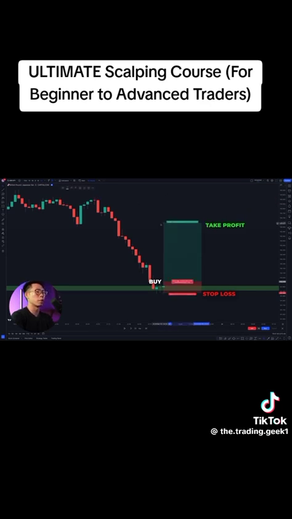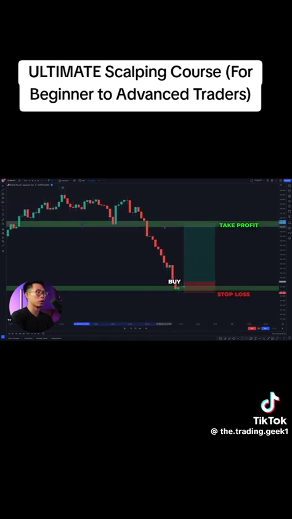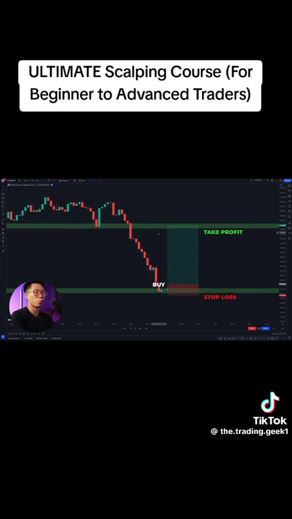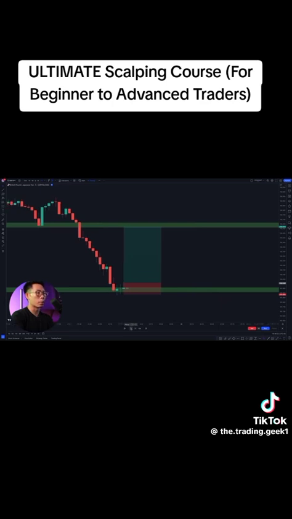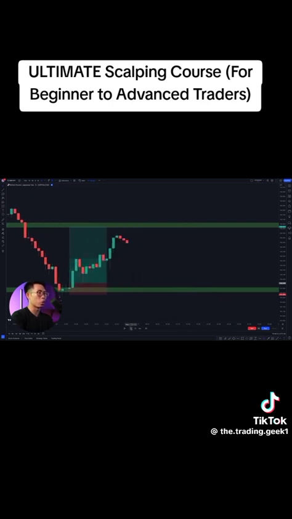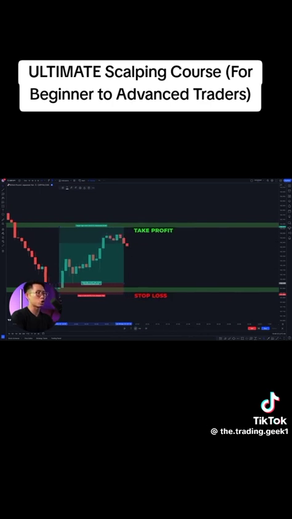So what you can even do is to place it at this key level right here, that price has broken past. This support level could now potentially be a resistance level. So that is when you can place your take profit right here. And then look at what happened next. You can see price starts to go up, reaches somewhere around our take profit area right here, and it starts to consolidate, right?